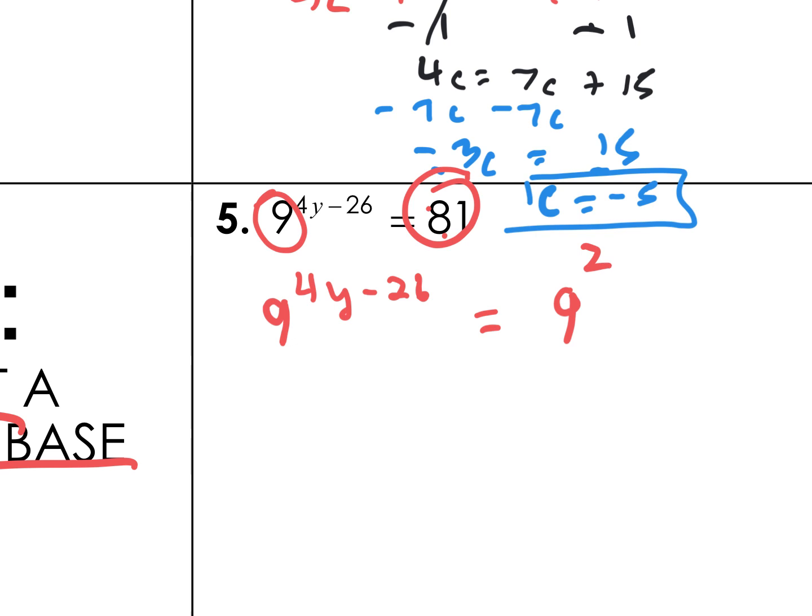It would have been very difficult to find a power on the 9 that makes it the same thing as 9 but written with a power to be an 81. It'd be hard. I'm not saying we couldn't do it, but I might not like it. All right, now this looks just like number 1 or number 2. What do I do right off the bat?